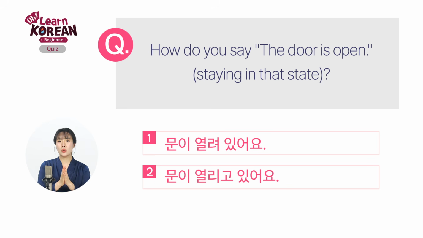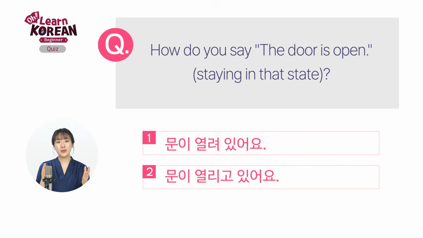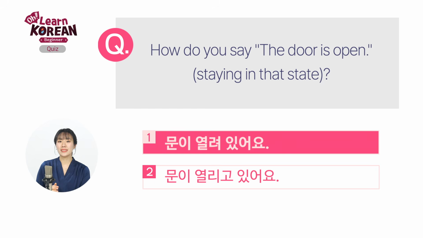How do you say the door is open, staying in that state? Number 1. 문이 열려 있어요. Number 2. 문이 열리고 있어요. The correct answer is number 1. 문이 열려 있어요. To describe the resultant state of the door being open, we use the passive verb 열리다 with 있다. So the answer is number 1.